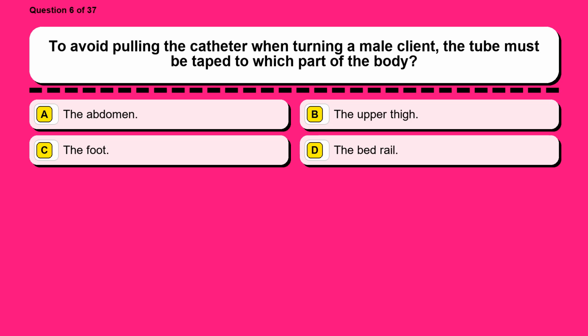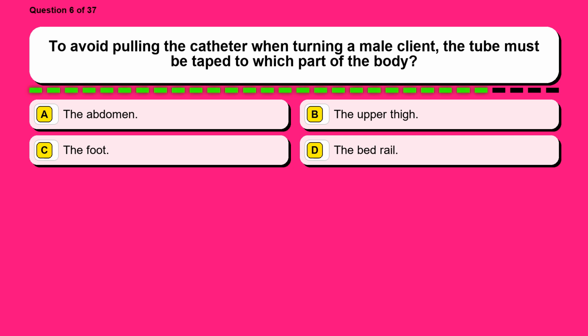Question 6. To avoid pulling the catheter when turning a male client, the tube must be taped to which part of the body? Option A. The abdomen. Option B. The upper thigh. Option C. The foot. Option D. The bed rail.